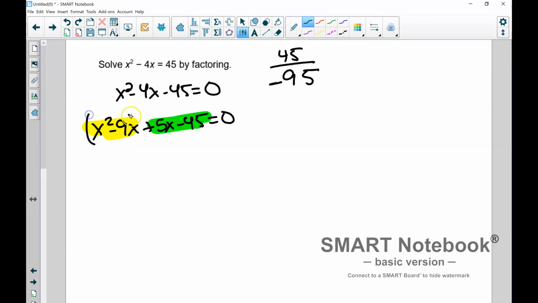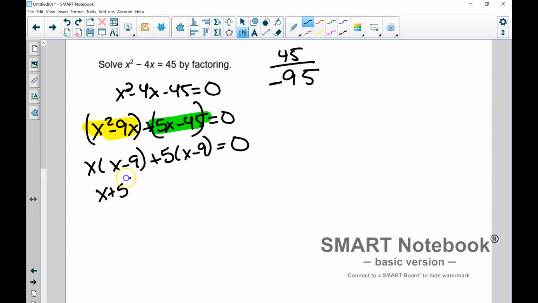So I'm going to group these two. GCF those two. So this is x minus 9. GCF of that is 5. So I have x plus 5 times x minus 9. So x is equal to negative 5 and x is equal to 9. I solved it.